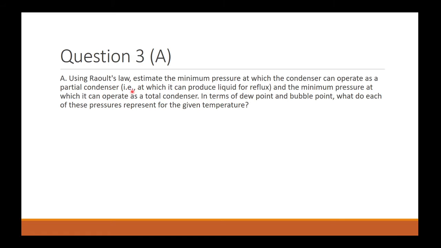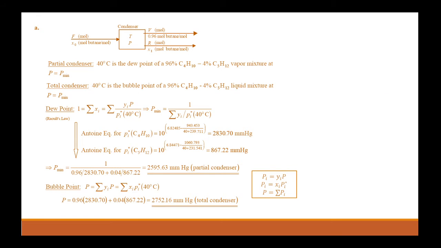Now for A, using Raoult's law, estimate the minimum pressure at which the condenser can operate as a partial condenser, that is, at which it can produce liquid for reflux, and the minimum pressure at which it can operate as a total condenser. In terms of dew point and bubble point, what do each of these pressures represent for the given temperature?